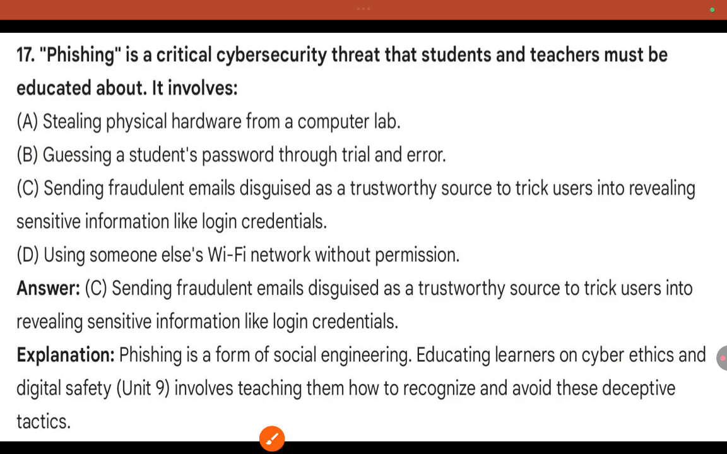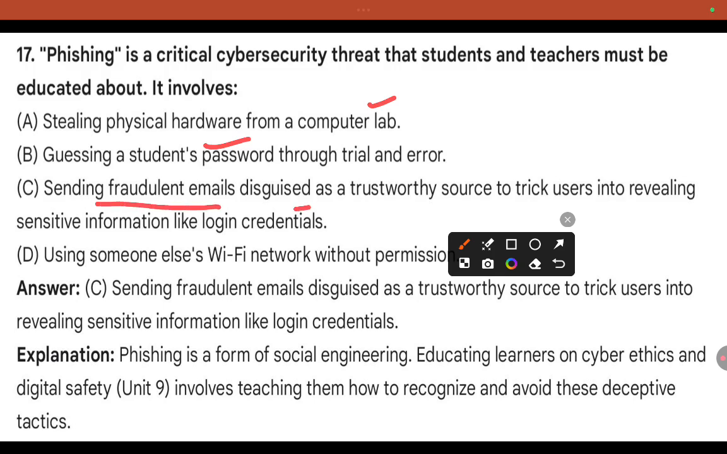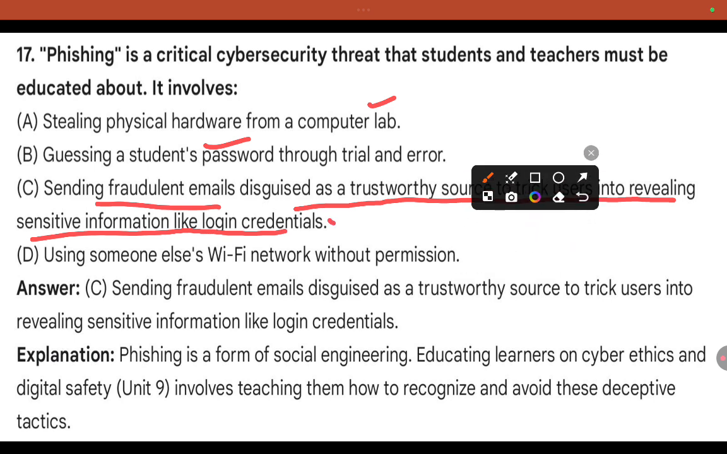Phishing is a critical cybersecurity threat that students and teachers must be educated about. It involves: stealing physical hardware from a computer lab, guessing a student's password through trial and error, sending fraudulent emails disguised as a trustworthy source to trick users into revealing sensitive information like login credentials, or using someone else's Wi-Fi network without their permission. So here is the answer, that is C.